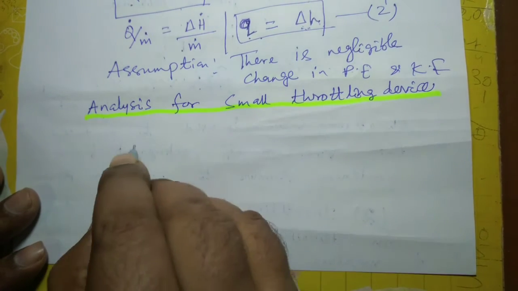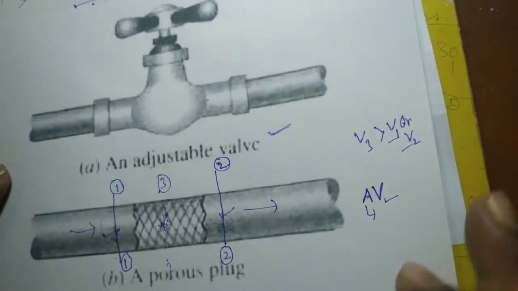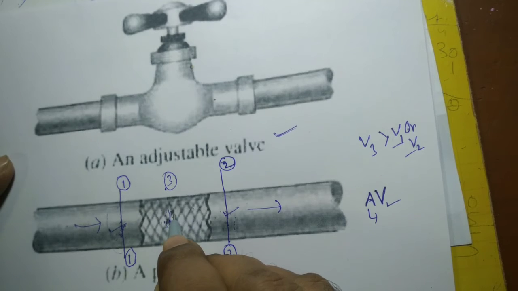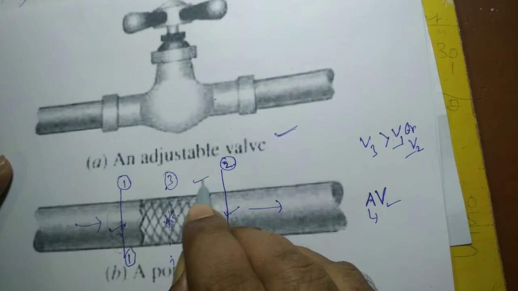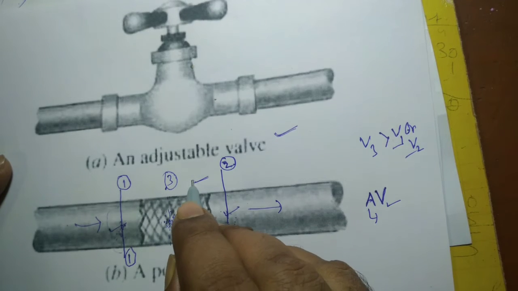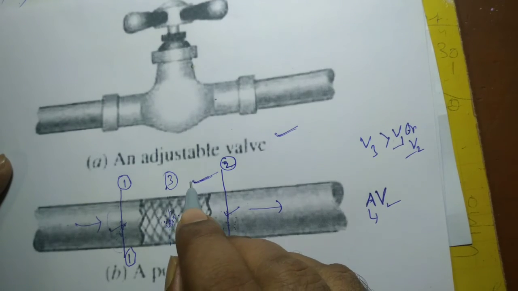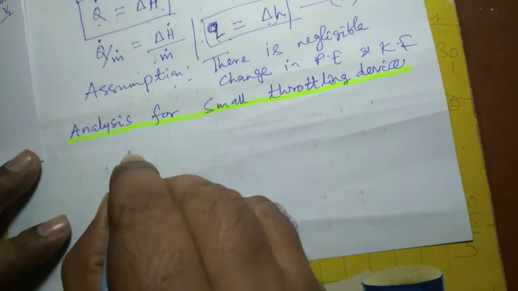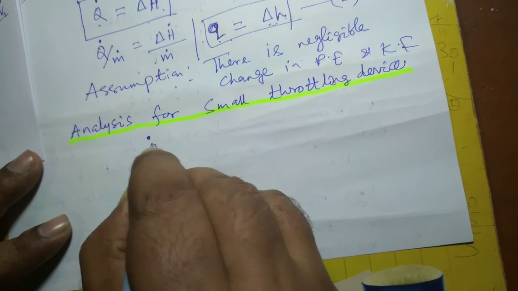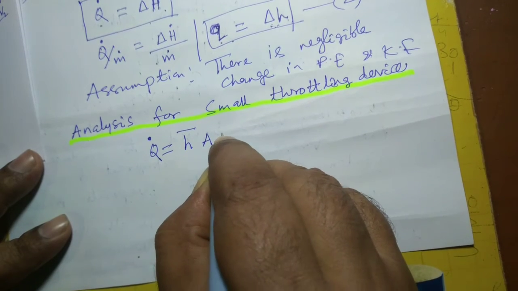So you know that predominantly, suppose in this case this porous plug, if heat loss is there either from the device to the surrounding, or if there is heat transfer from the surrounding to the device, the predominant mode of heat transfer in this case is convection. That is Q dot is equal to h bar. This is Newton's law of convection.